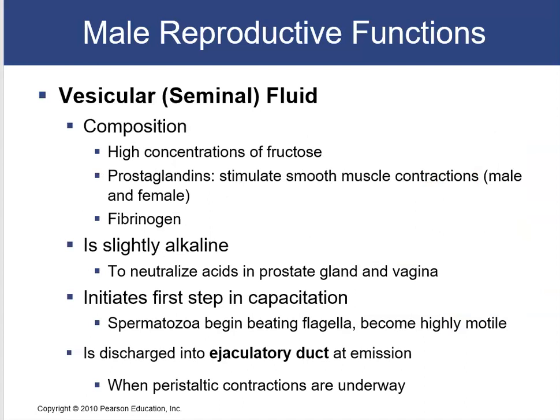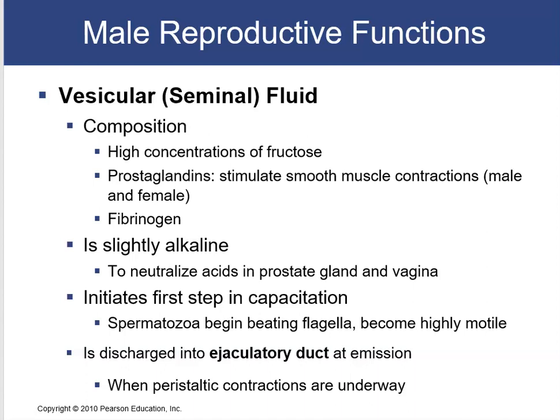The fluid that is produced by the seminal glands contains a very high concentration of fructose. This is a sugar. What this does is feed the sperm. It also contains prostaglandins. Prostaglandins will stimulate contractions of smooth muscles in both the male and the female reproductive tract. In the male, this will help with peristaltic contractions to move the sperm, and in the female, it will cause contractions in the uterus to help guide the sperm in the correct direction.